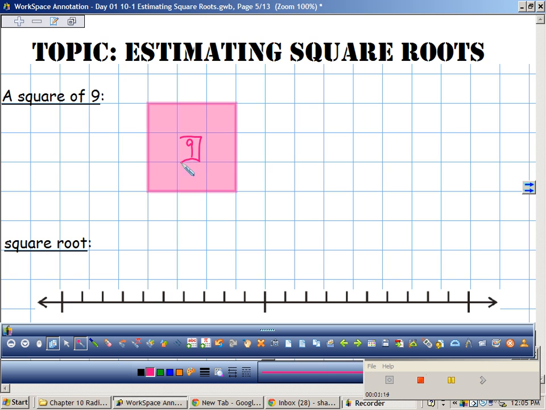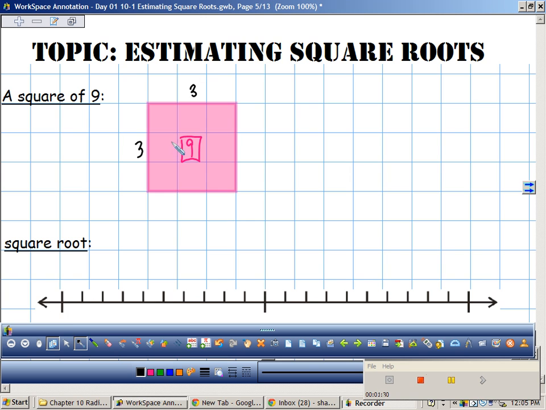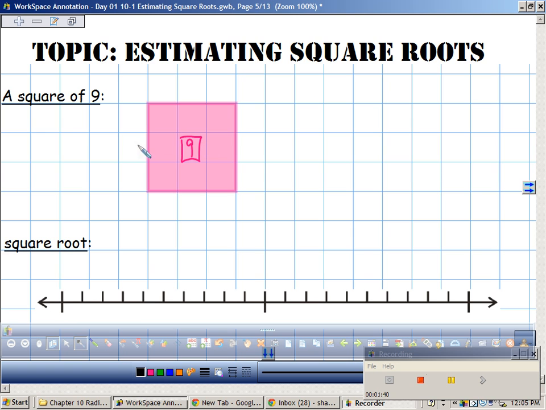So this box has an area of 9. And we figured that out because we know that this side is 3 and this side is 3, and 3 squared makes 9. But if I were to not tell you that this side was 3 and this side was 3, and I didn't have this grid and I just told you this was a box with 9 in it, how would you know that this side is 3? Because we know that the sides of the square are equal, correct?